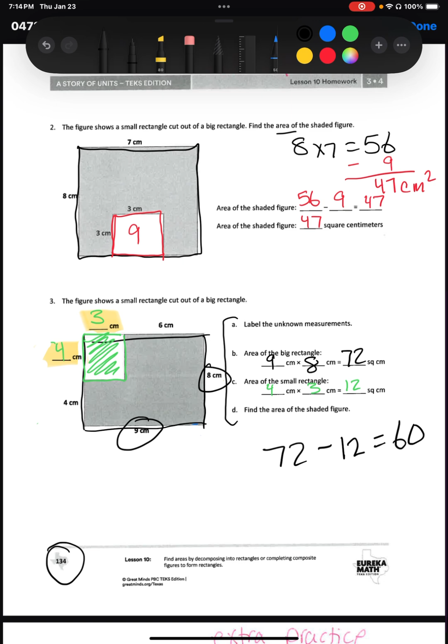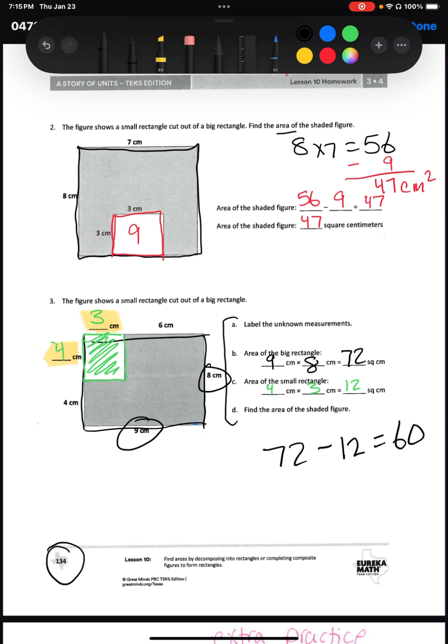This is going to be how we solve these area of composite shapes where a portion has been cut out or removed. We take our total and we subtract from that the area of the section that's been removed, and that will leave us with the total area of the shaded shape.